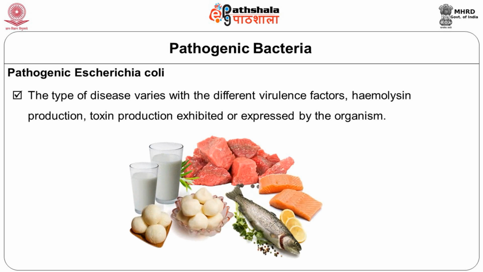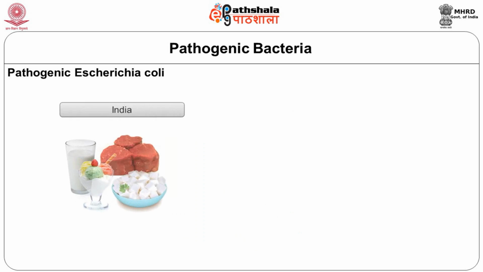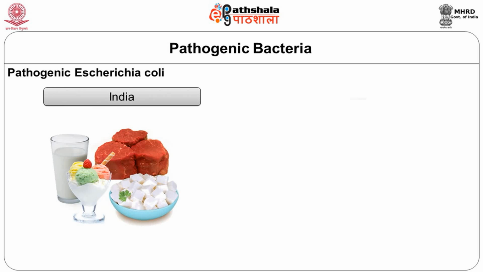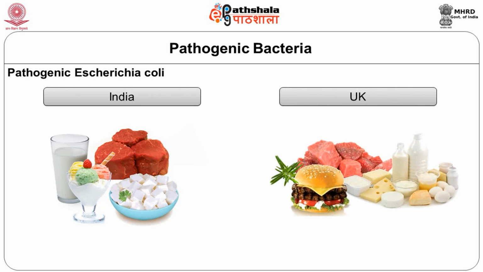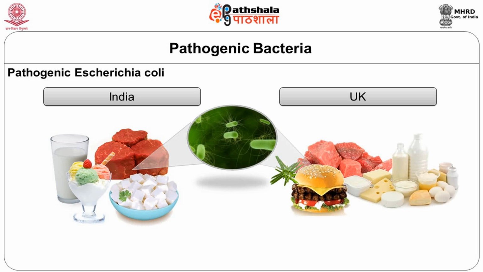A wide variety of foods have been implicated, including milk, milk-based sweets, non-vegetarian foods like meat and fish. These things are generally implicated in foodborne diseases where E. coli is there. In India, E. coli O157:H7 was found in beef, milk, paneer, ice cream, but in UK it is more common in beef burgers, meat and dairy products. The control of E.